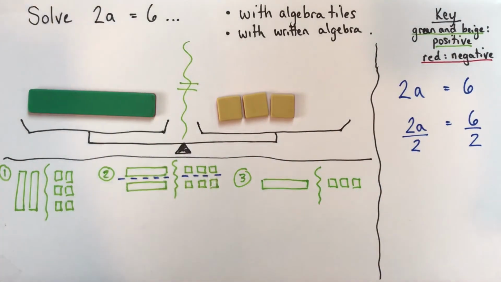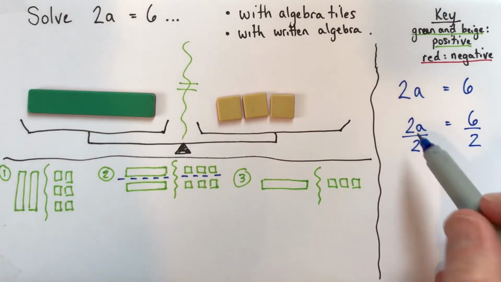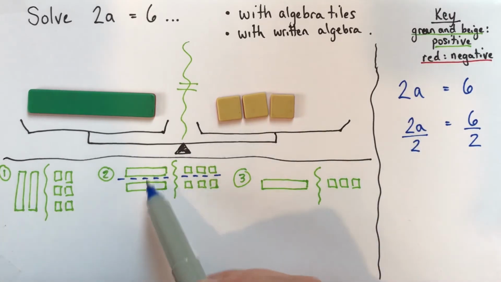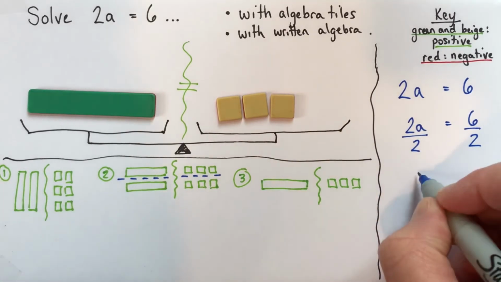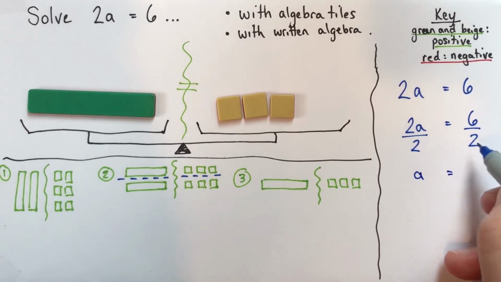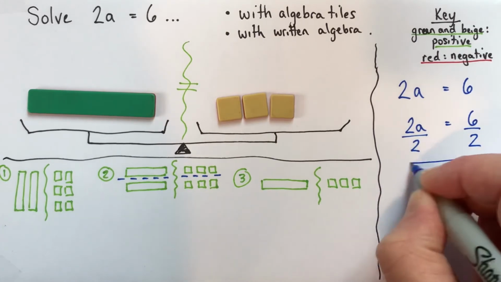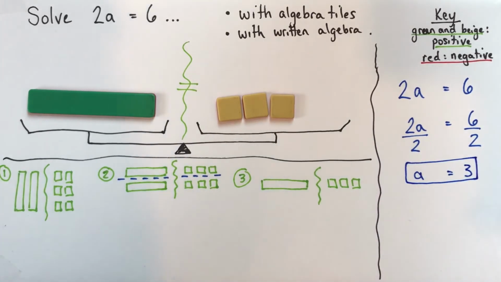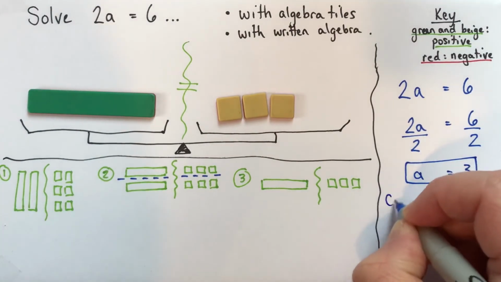So I'll write that as well in my algebra. 2a divided by 2, this is what we did here. We had 2a, we split it into two groups. So that gives us just a. And 6 divided by 2, this is also what we did over here, of course, and that's 3. So our solution is a equals 3, which I think many people watching this video will have known right off the bat. And I'll just show you quickly how to check your work.